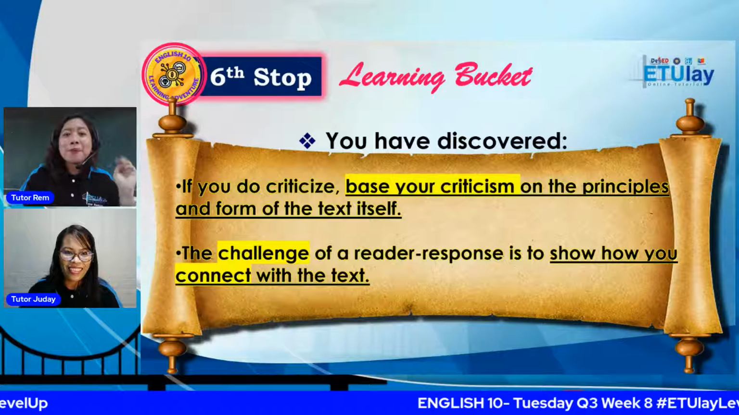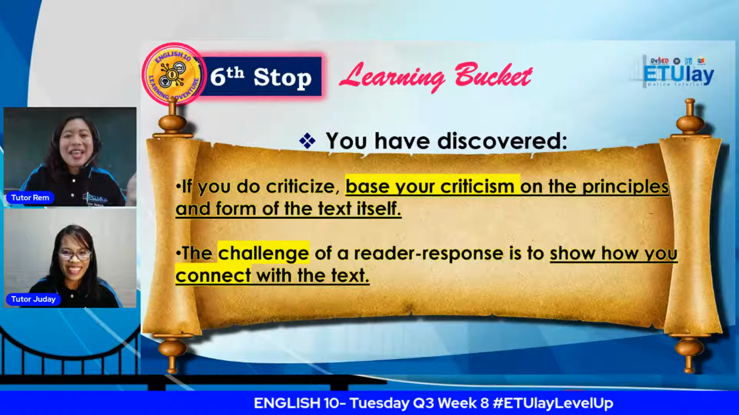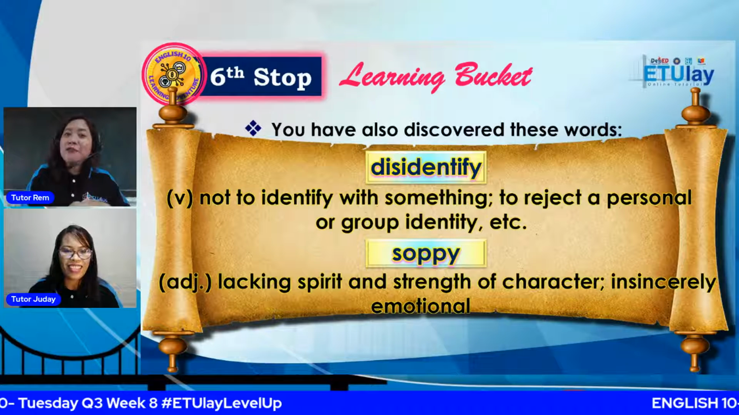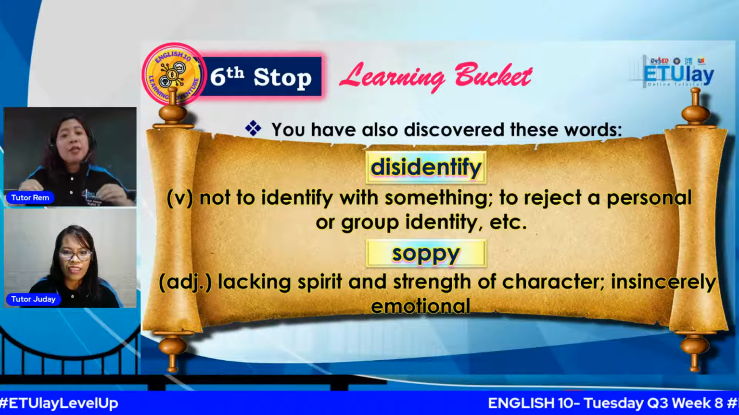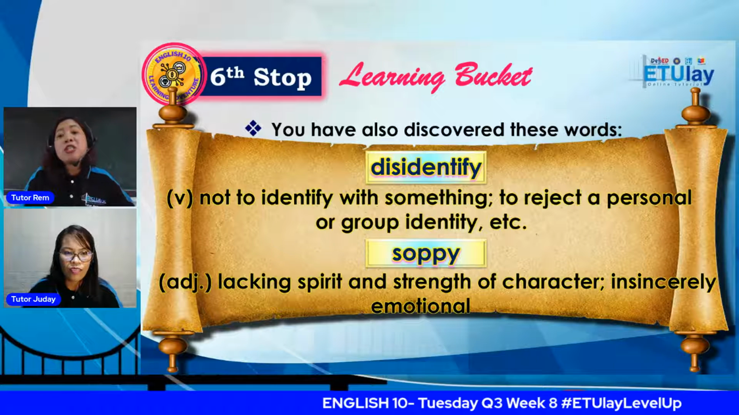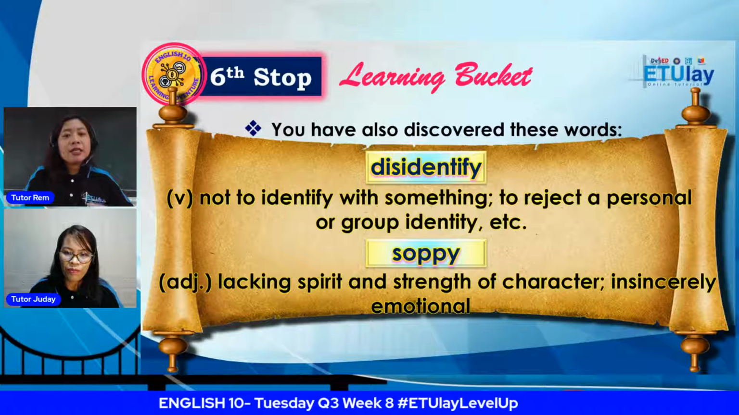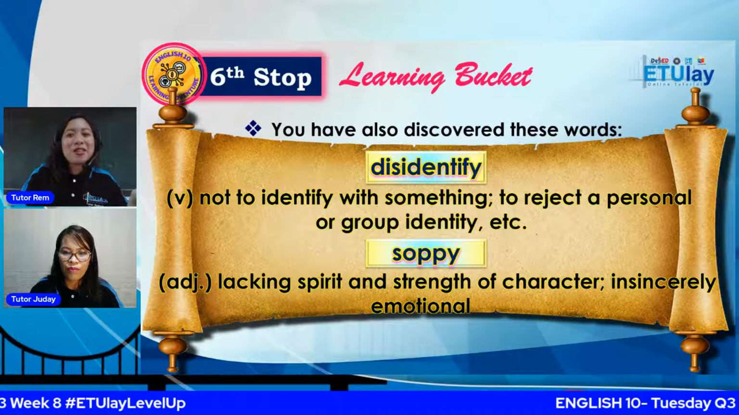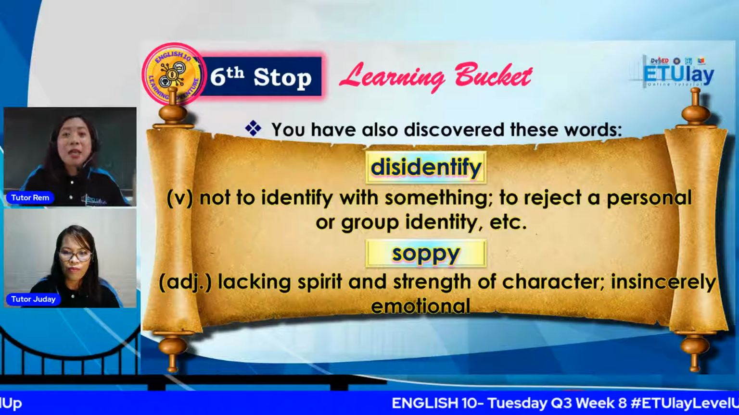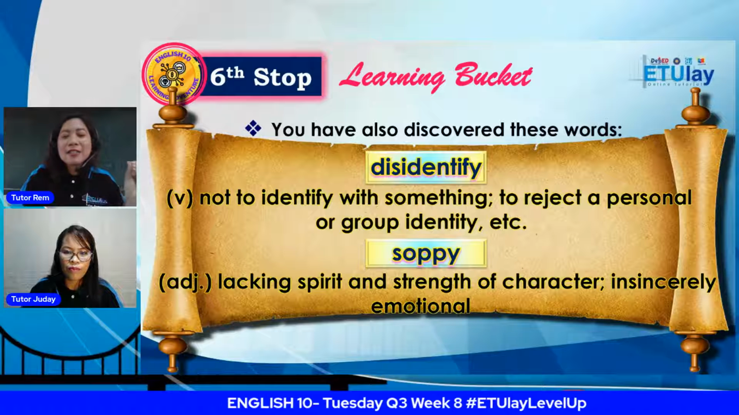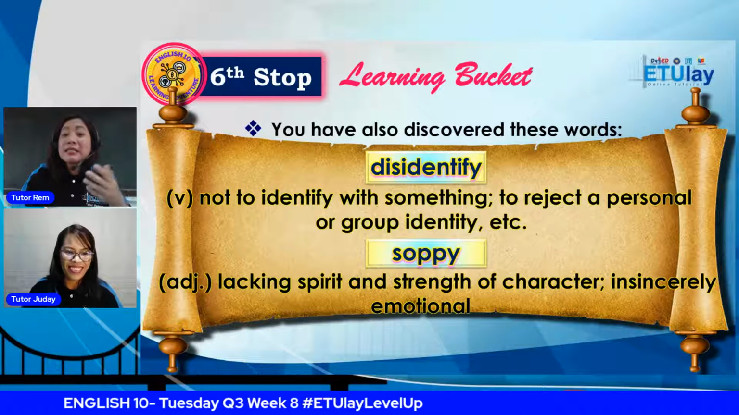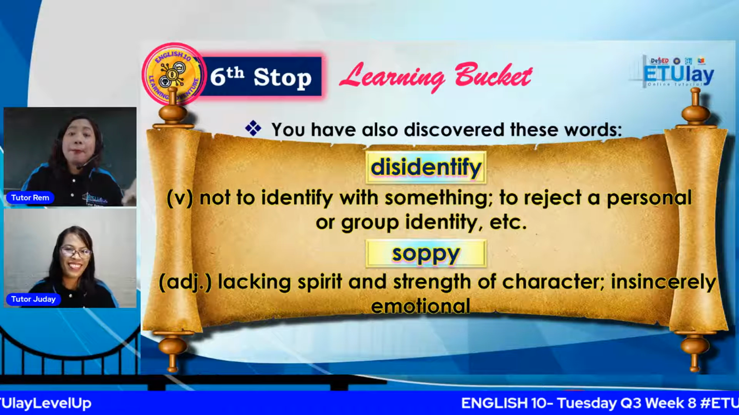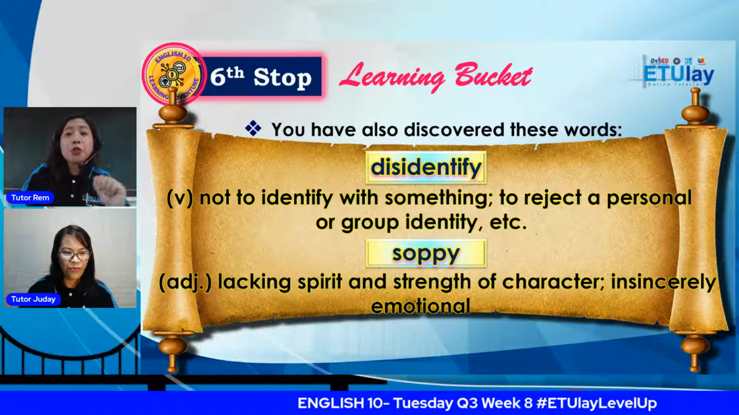Welcome back, Sugar Guy Jedi. And yes, you have also covered these two vocabularies. Tutor Guide Jedi mentioned this a while ago. Disidentify. This is a verb which means not to identify with something, to reject a person or group. So this verb is disidentify. And the other vocabulary is sappy. This is an adjective which means lacking spirit and strength of character, insincerely emotional. This word actually is taken from a sample of the approach that we have shown you earlier.